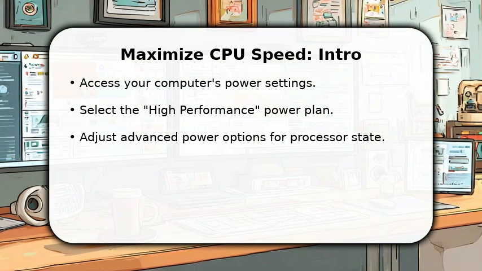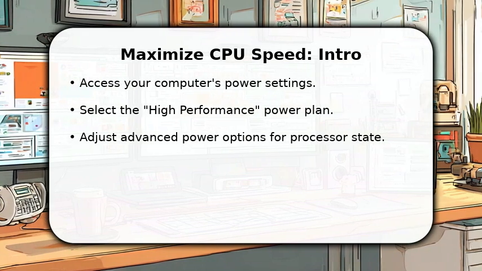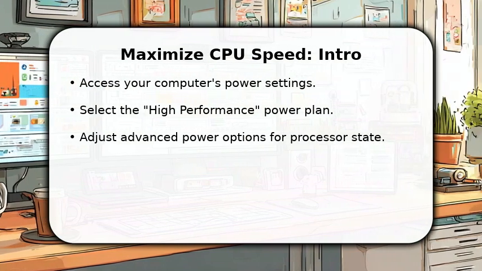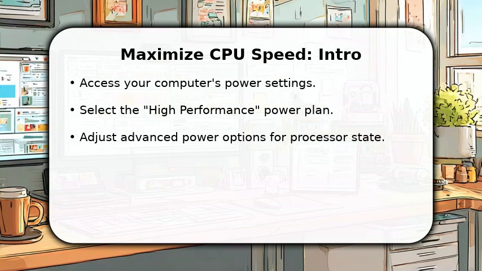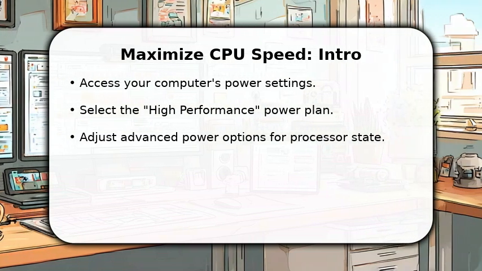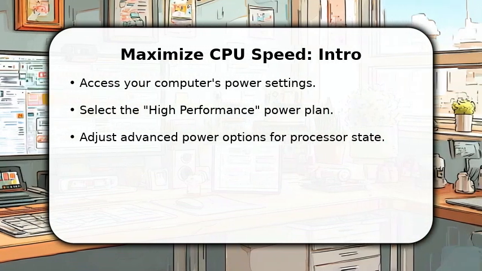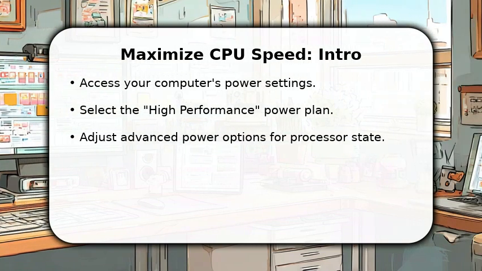Next, delve into the advanced power options and ensure that the minimum and maximum processor states are set to 100%. This prevents your CPU from downclocking when under lighter loads, ensuring it's always ready for demanding tasks.